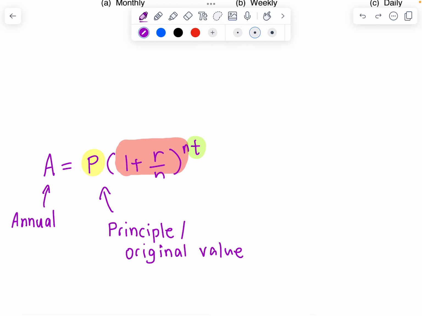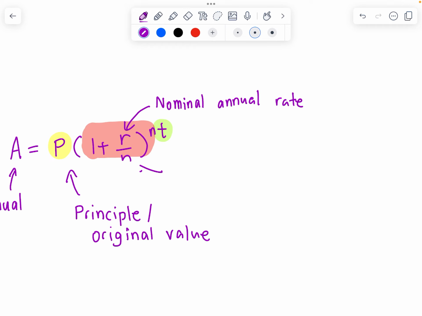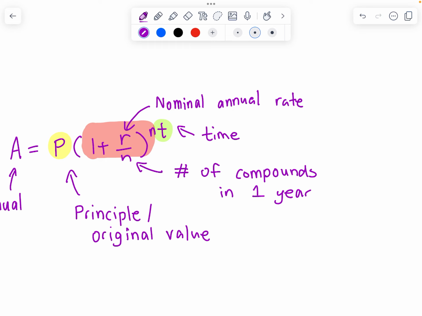If we look at r, r is going to be the nominal annual rate. Don't worry about the vocabulary, you'll understand more about it later. And n is the number of compounds in 1 year. And t is the time, and we want to specify it as annually.